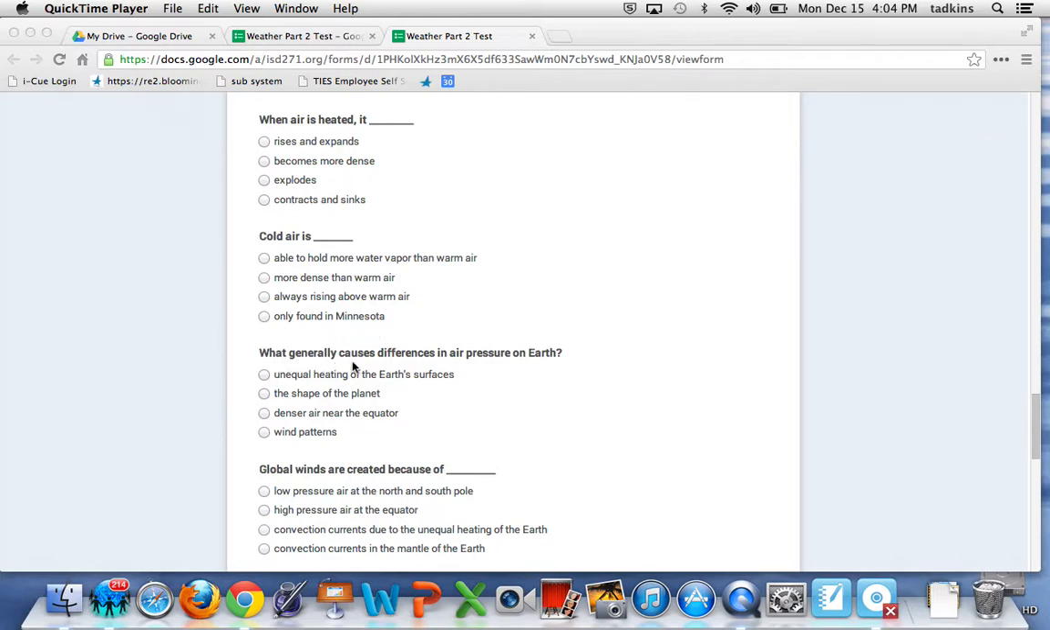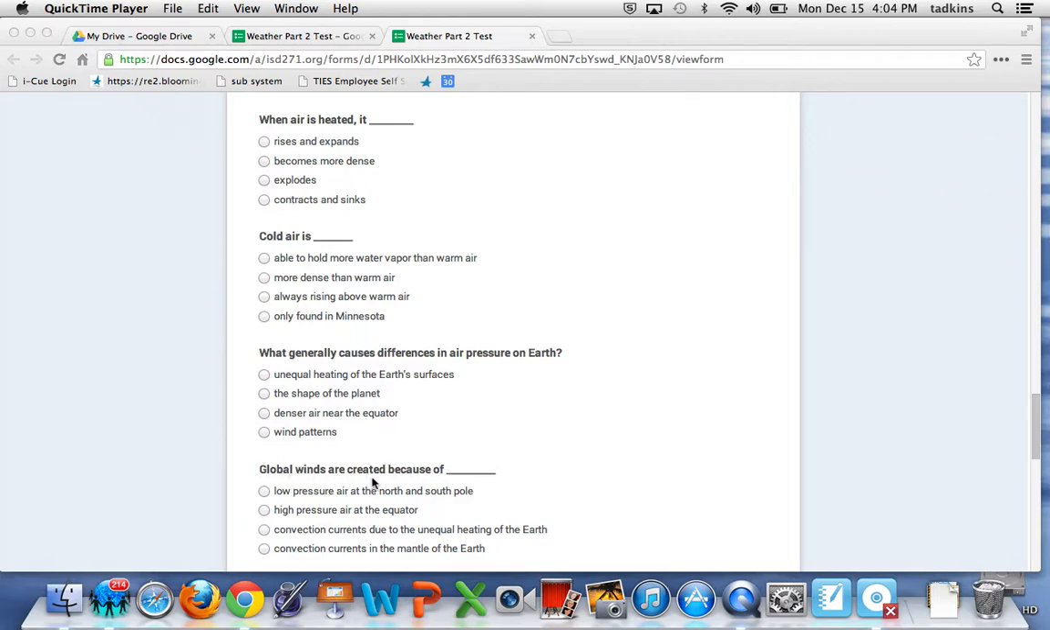What generally causes differences in air pressure on Earth? Unequal heating of the Earth's surfaces, the shape of the planet, denser air near the equator, wind patterns.